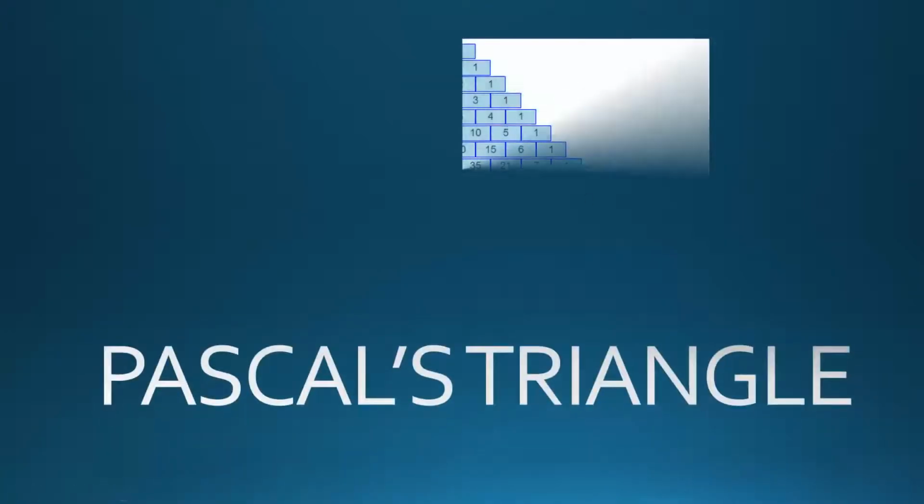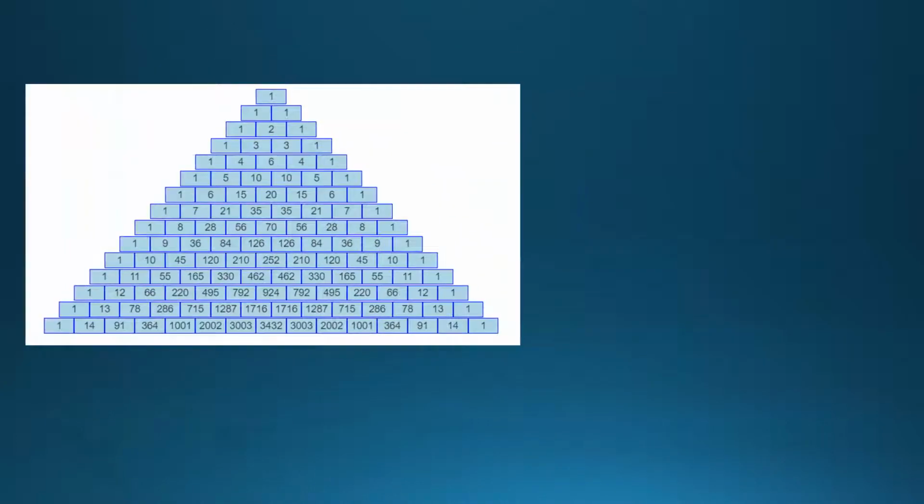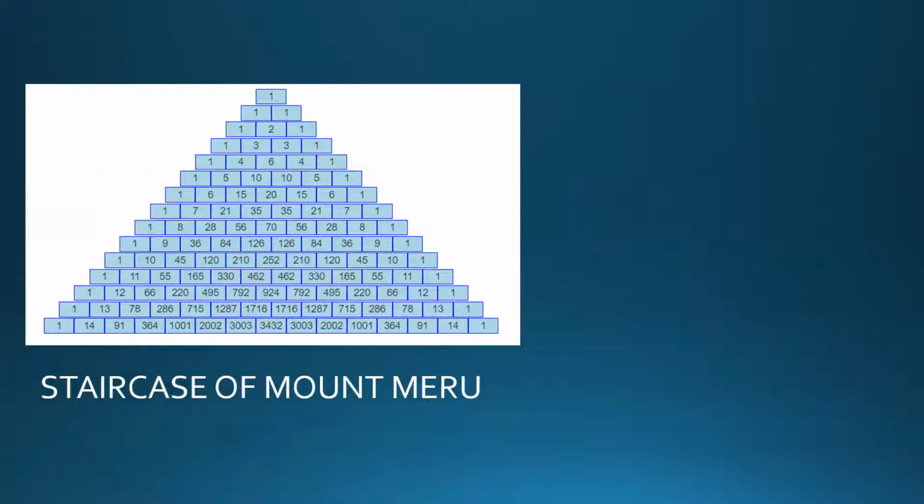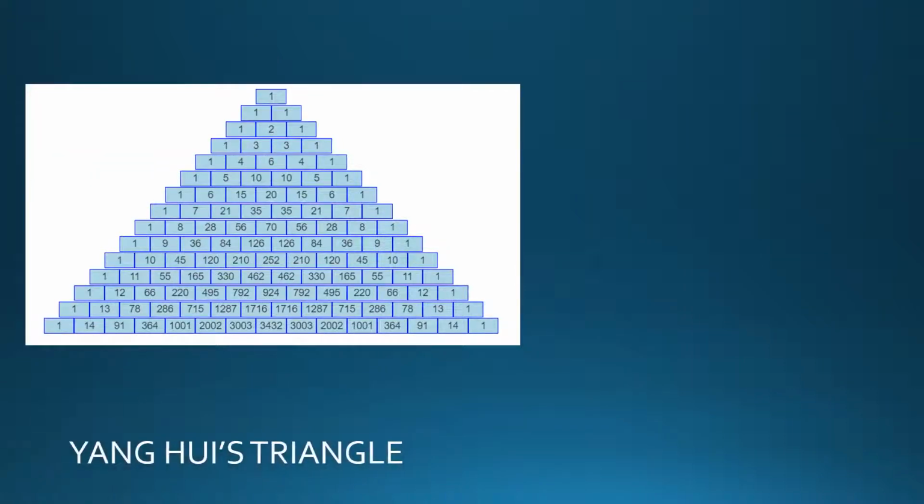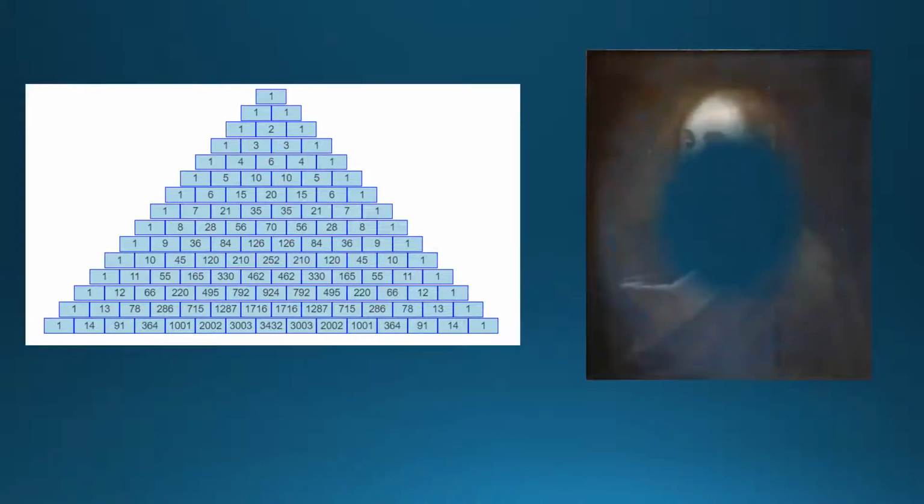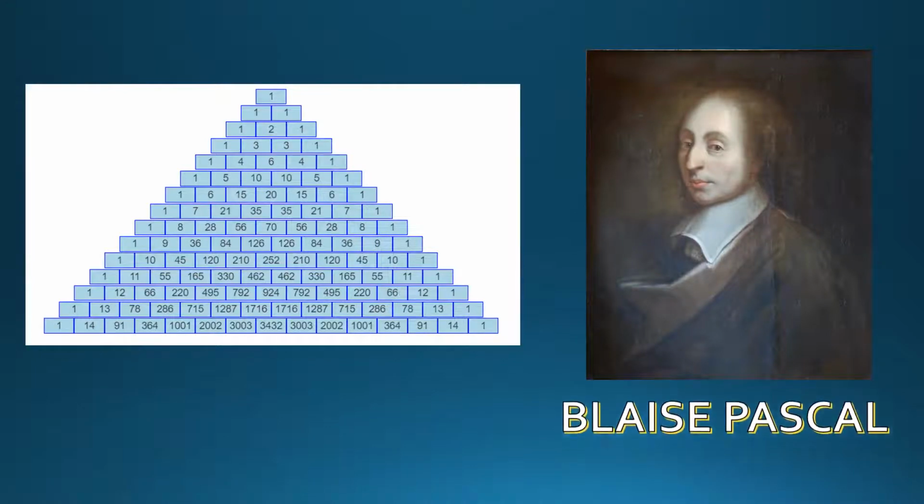Pascal's triangle. Known in India as the staircase of Mount Meru, Khayyam's triangle in Iran, and Yang-Wei's triangle in China, it is actually credited to the French mathematician and physicist of the 17th century, Blaise Pascal, after whom the triangle is named.